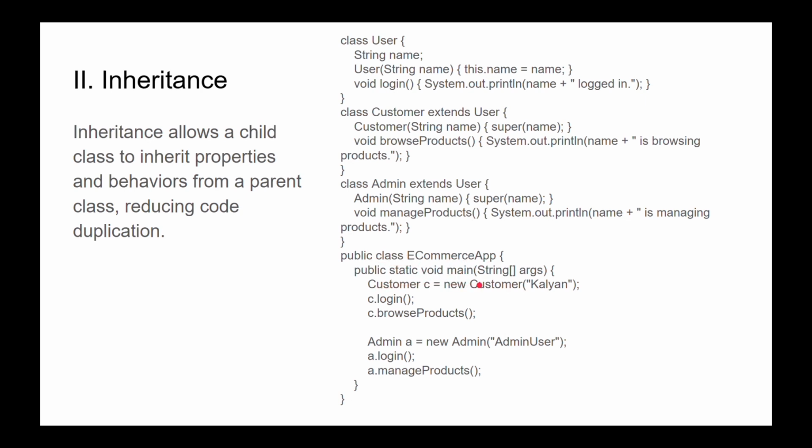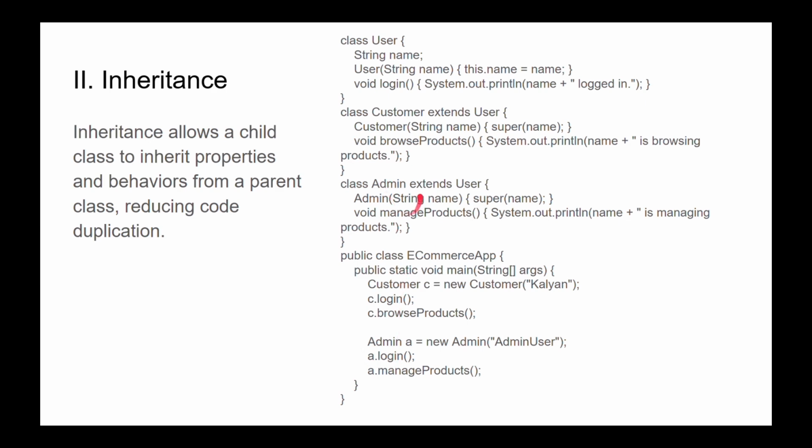Here we create a customer object, c equals new customer, and then if we use c.login, the login method is not in the customer, but it can access it because customer extends the user and the user has the login method. It can directly use the login method. Here customer can log in and he can browse the products. In the same way, here we create an admin object and admin can log in.